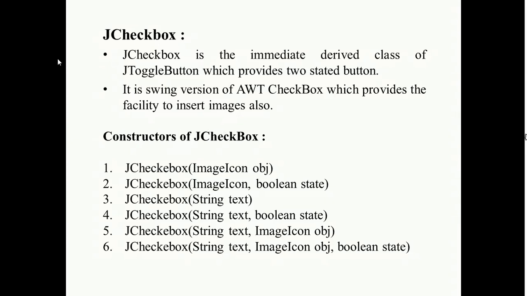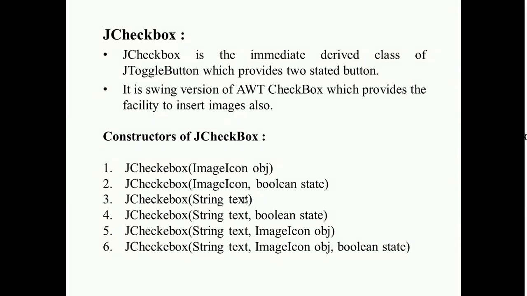See the first constructor, JCheckBox with ImageIcon obj. Here, obj is nothing but the object of the ImageIcon. Second constructor having two parameters, ImageIcon and boolean state. ImageIcon obj is nothing but the object of the ImageIcon, and boolean state is the state of the checkbox. The value is true or false.